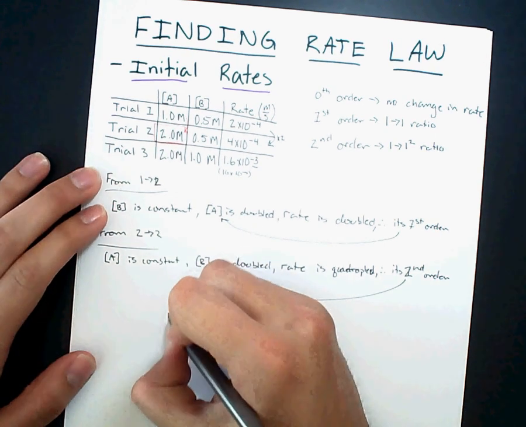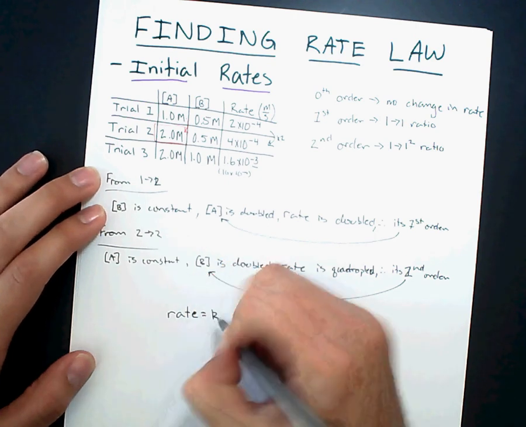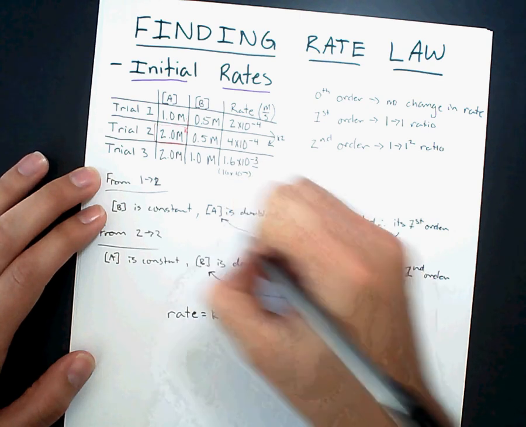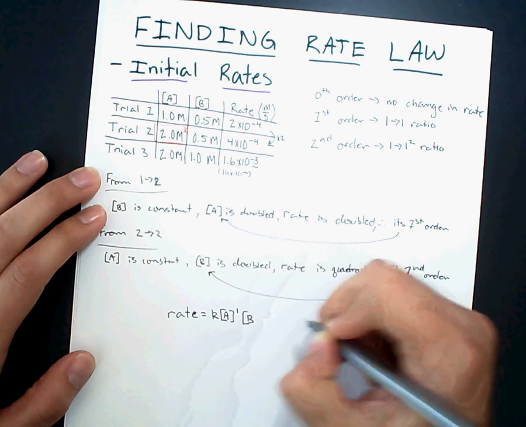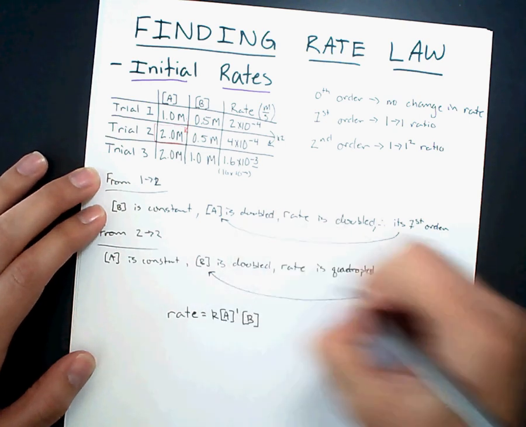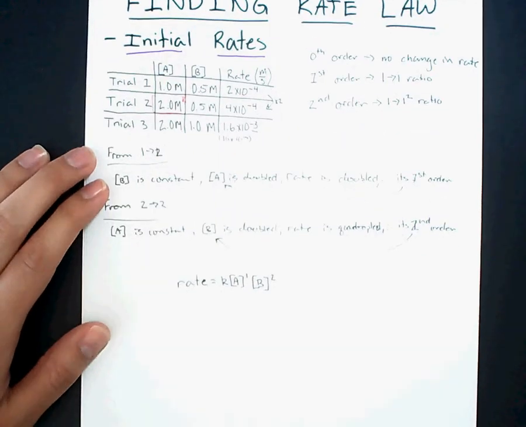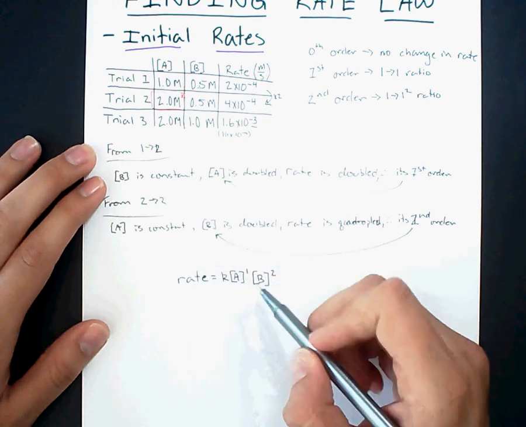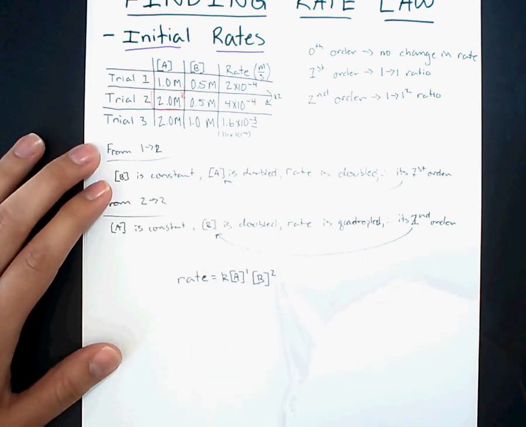It's going to be rate is equal to k times the concentration of A, and A is first order, times the concentration of B, and B is second order. So this is your rate law. Overall, we could say that this is a third order reaction because we have a 1 and a 2, so it's a total of 3.